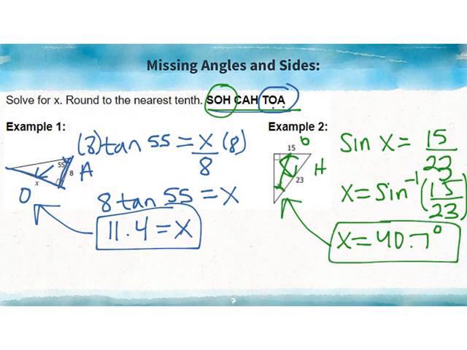So anytime the x is inside the triangle as an angle, we're using inverses. Anytime the x is on the side, we don't have to use inverses, we just use our trig functions.